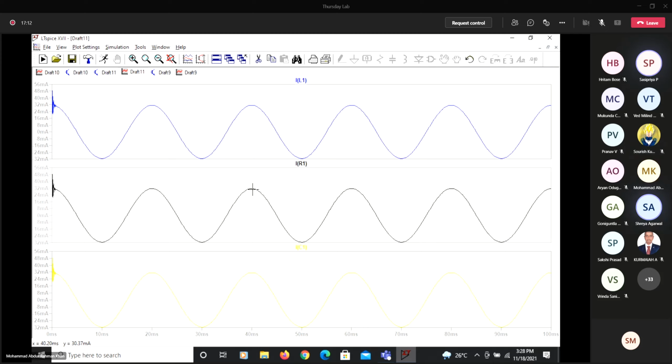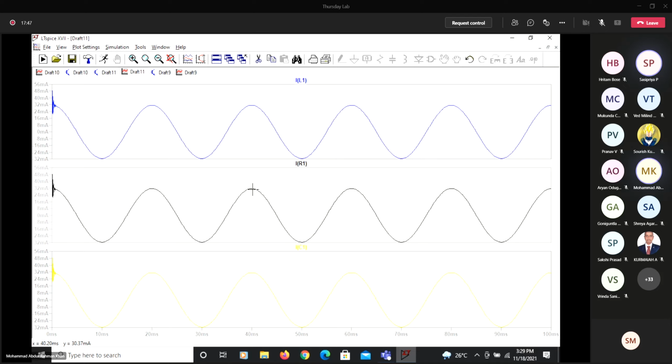Anybody? Can anyone respond? Are you getting the same value or any other different value? Ma'am, mine is around 32. Shreya, how much is your value? 31.67 milliamps. 31.18. That's a small minute difference, no? From the waveform, when you place the cursor, you may have a small change. So around 30 milliamps you are expected to get, right?